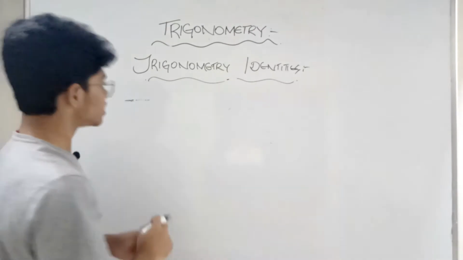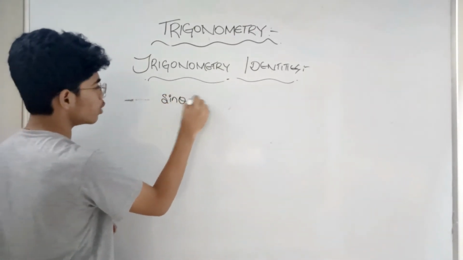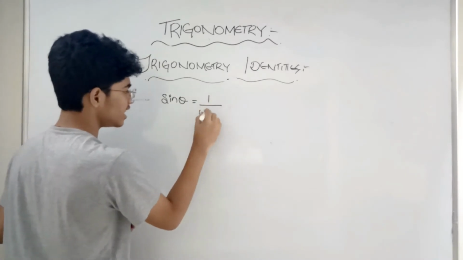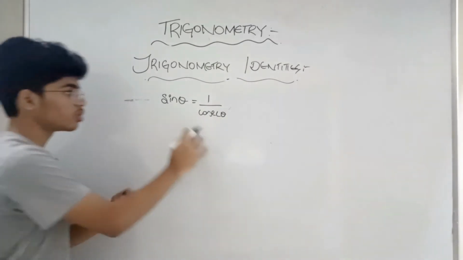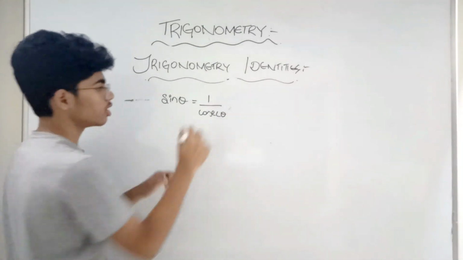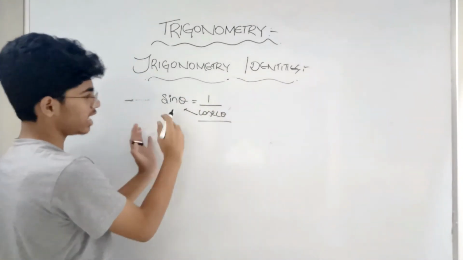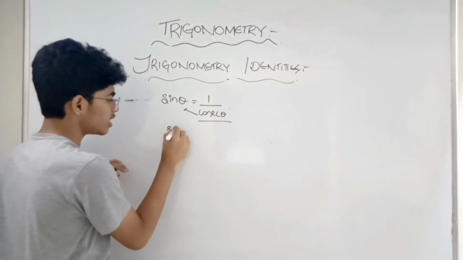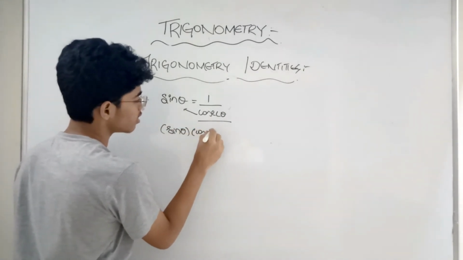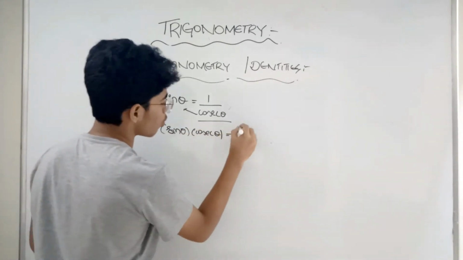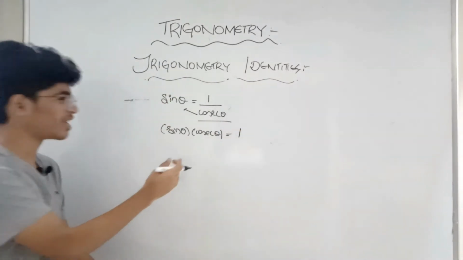In the previous classes, we have learned that sine theta equals 1 by cosecant theta. Right? We have learned this. So if we transpose cosec theta from RHS to LHS, what does it become? Sine theta times cosecant theta equals 1. We got it. Identity. We just derived it, a one step derivation.